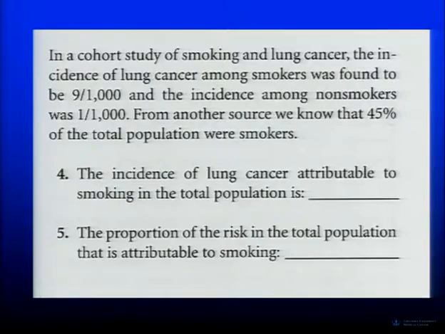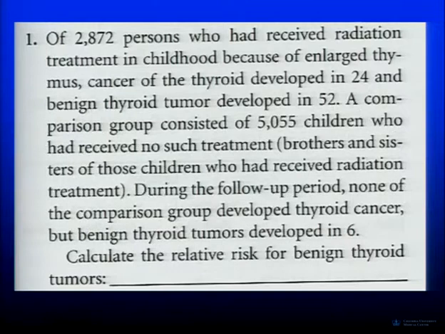Okay, so in a cohort study of smoking and lung cancer, the incidence of lung cancer among smokers was found to be 9 per 1,000, and the incidence among non-smokers was 1 per 1,000. From another source, we know that 45, okay, we didn't do this, sorry. We're going to skip this one because we didn't do that calculation.